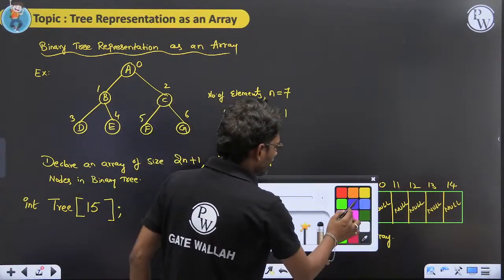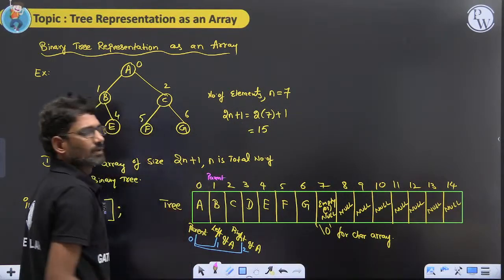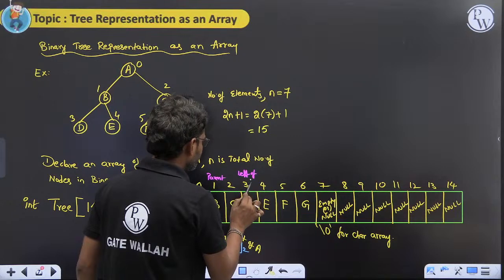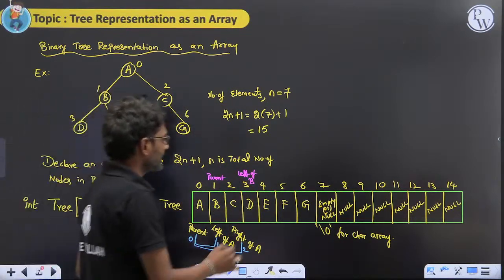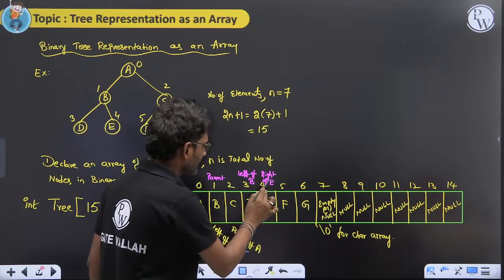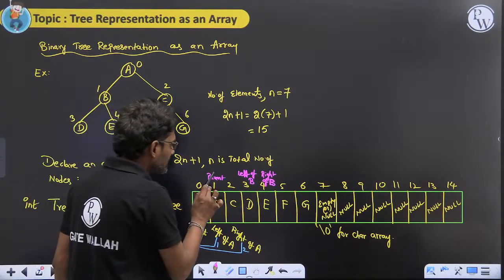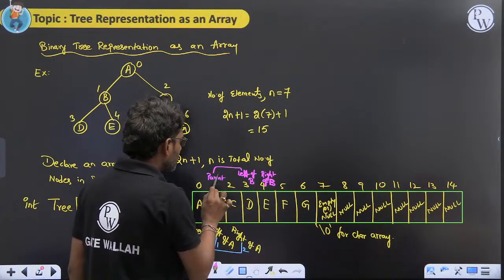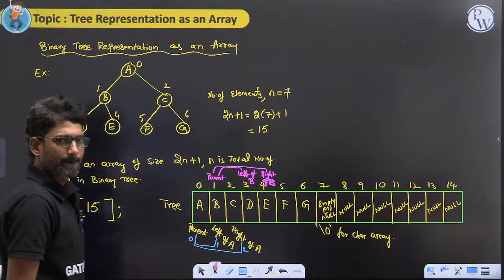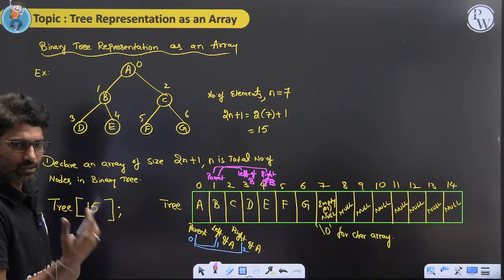Now, when B is the parent, B's left child is D, and B's right child is E. When the parent node is at index 1, its left child is at index 3, its right child is at index 4. Right? So, you can understand some relation, some relativity here.